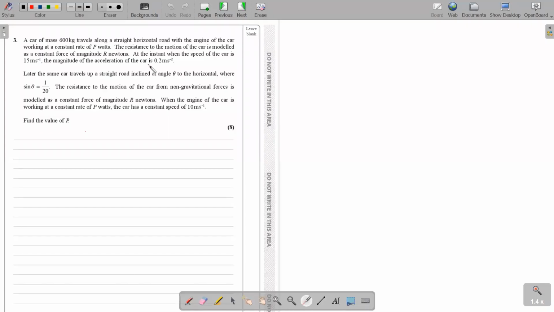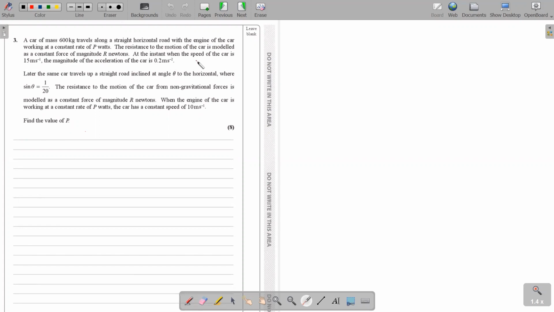Question number 3. A car of mass 600 kg travels along a straight horizontal road with the engine of the car working at a constant rate of P watts. The resistance to the motion of the car is modeled as a constant force of magnitude R newtons. At the instant when the speed of the car is 15 meters per second, the magnitude of the acceleration of the car is 0.2 meter per second squared.